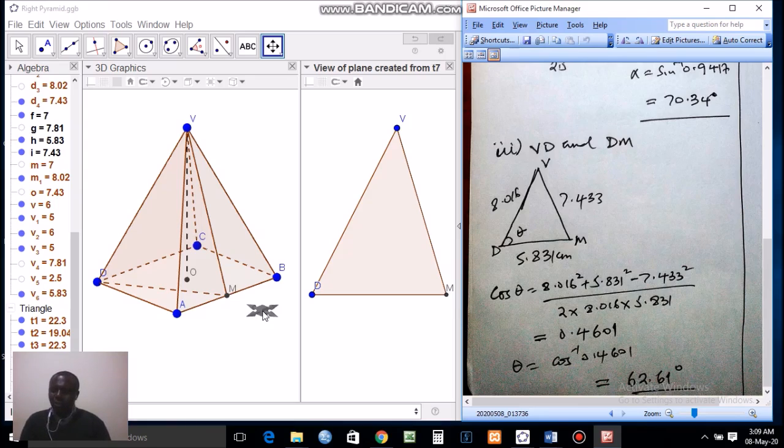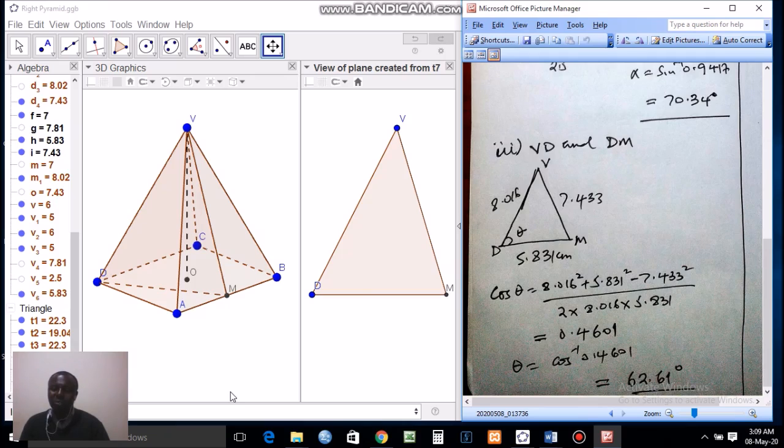So throughout the question, you realize that the concept of calculating the length of a line in 3D, the concept of calculating the angle between two lines in 3D, after all, is not difficult. It's very simple. All you have to do is to be interested, to like what you're doing, and to do a lot of practice to be able to be good at it.